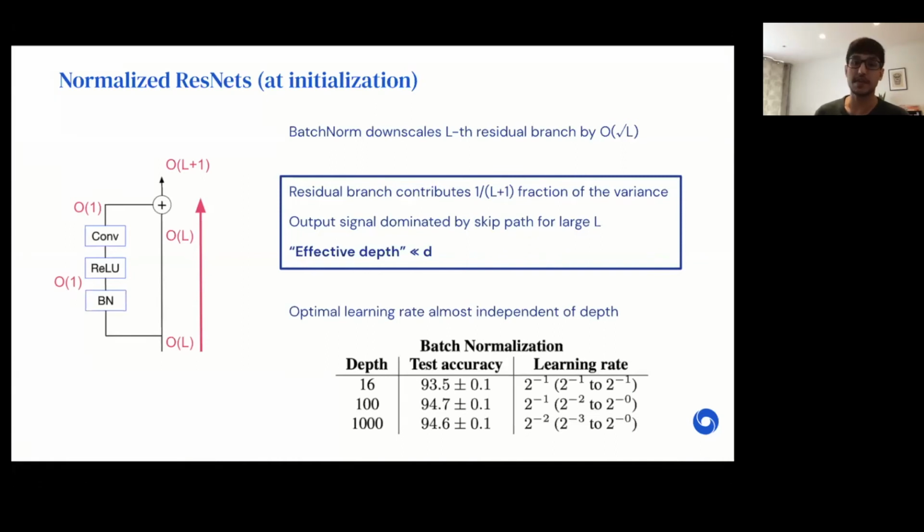And if we do the same depth experiment as before, we see that we can now train very, very deep networks. So depth up training still is successful for depth 1000 networks, and you can train it to high test accuracies. In particular, the optimal learning rate is almost independent of the depth. And this downscaling of the residual path is the key reason that normalized ResNets can be trained for such deep networks.